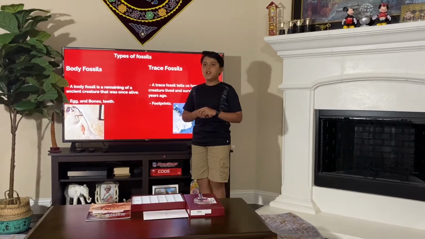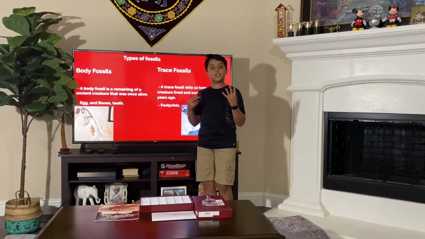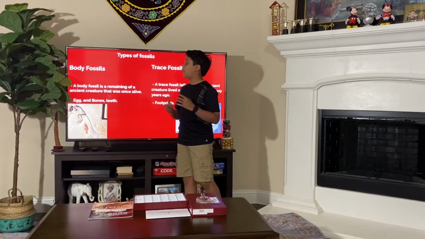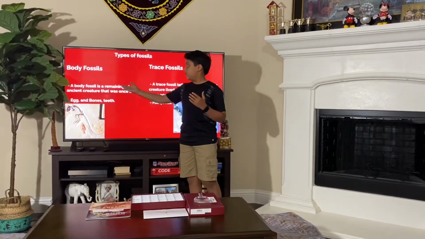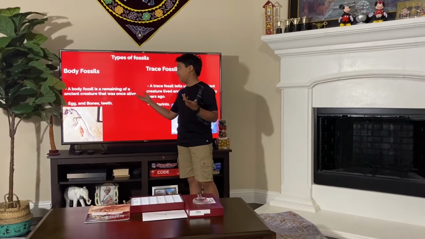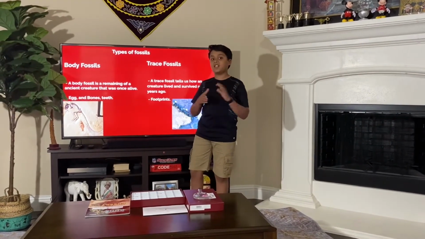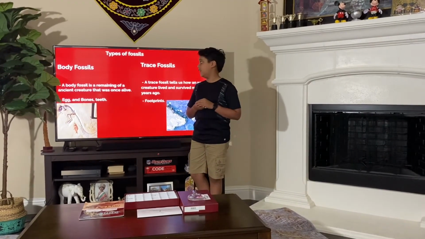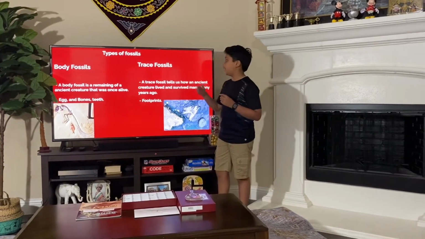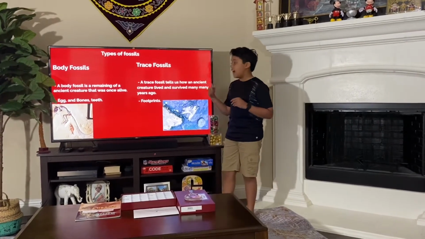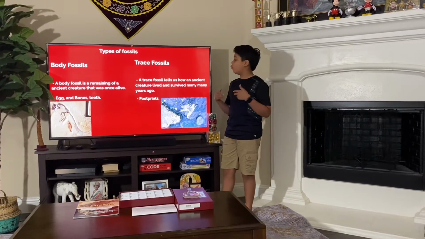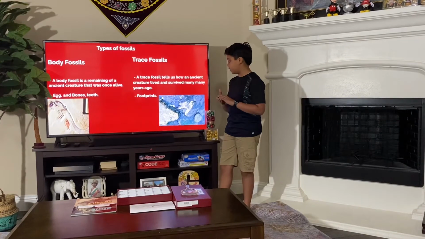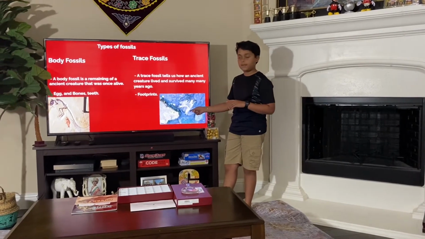Types of fossils. Well, there are actually 4 types of fossils. Body fossils. A body fossil is a remaining of an ancient creature that was once alive. For example, an egg, bones, and teeth of an ancient animal. The second one is a trace fossil. A trace fossil tells us how an ancient creature lived or where it went many, many years ago. An example of that is footprints, like a dinosaur footprint.